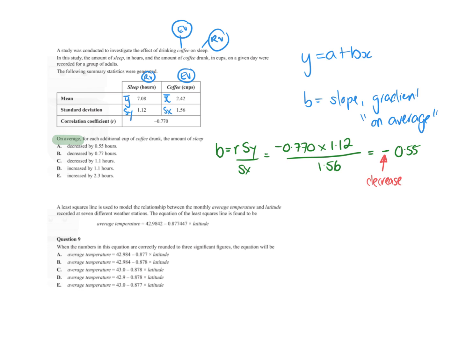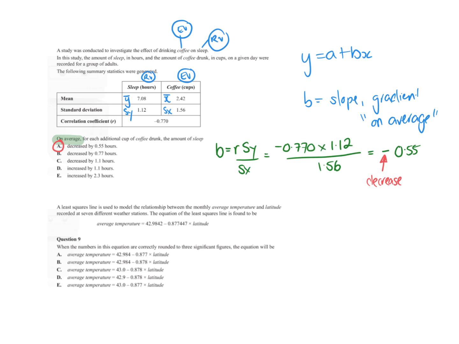So which one is the answer there? A, good. So you can get away with going, all right, when I see the words on average, they're talking about the slope, the gradient, the B-value. This leads a little bit into 3B, where it'll become more familiar to you. We'll start talking about the gradient and the y-intercept a bit more.